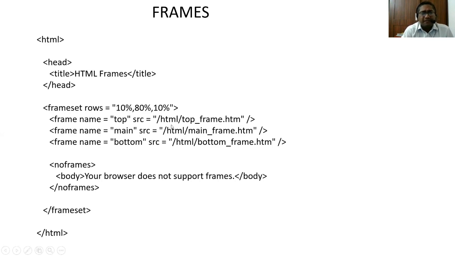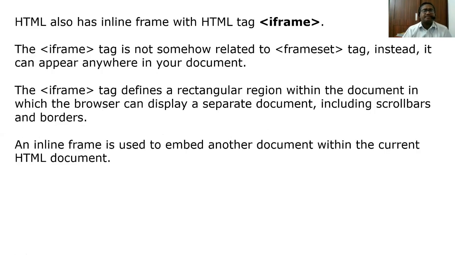And frame name equal to something, SRC equal to something. Frame SRC equal to another file name. So 3 levels of files we can display in the first level, next level, etc.